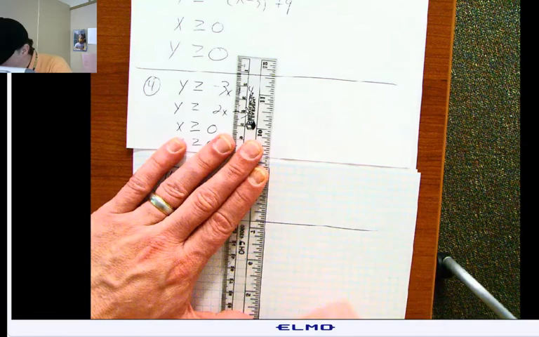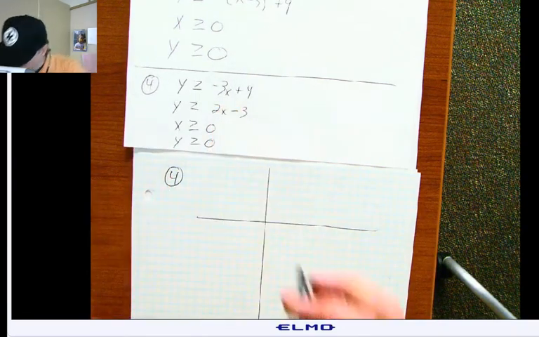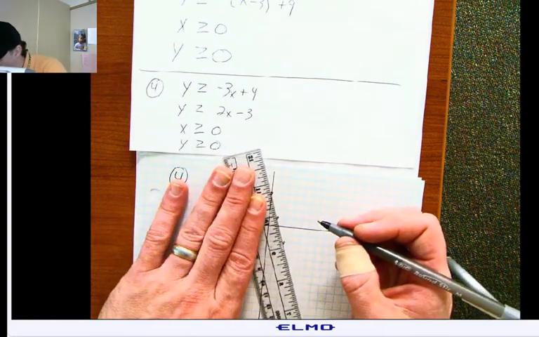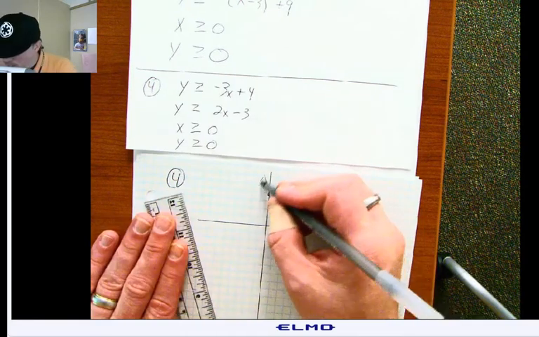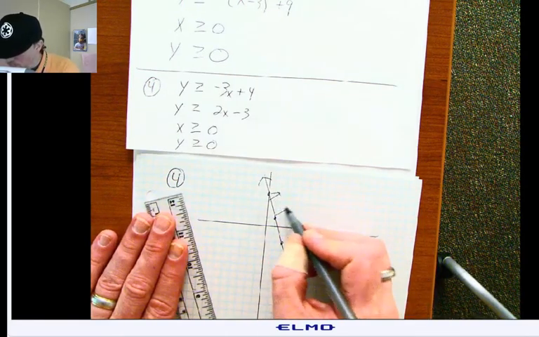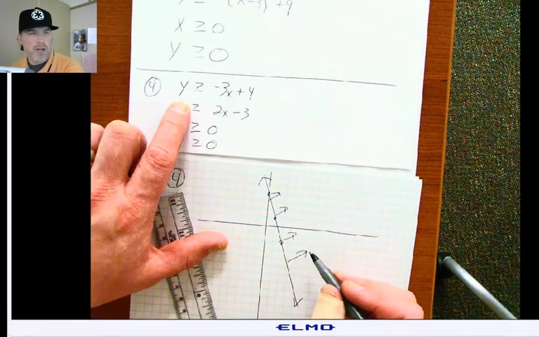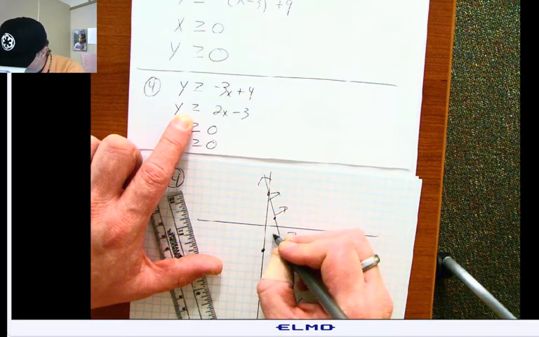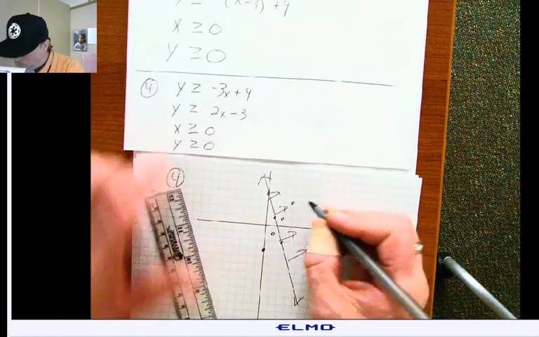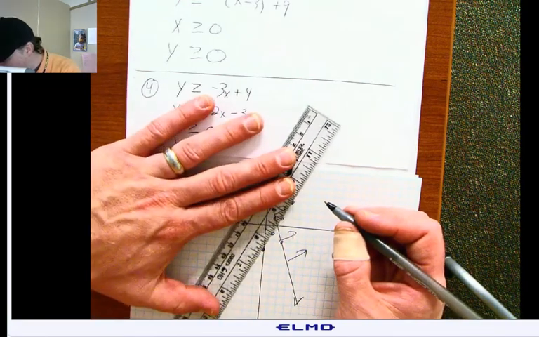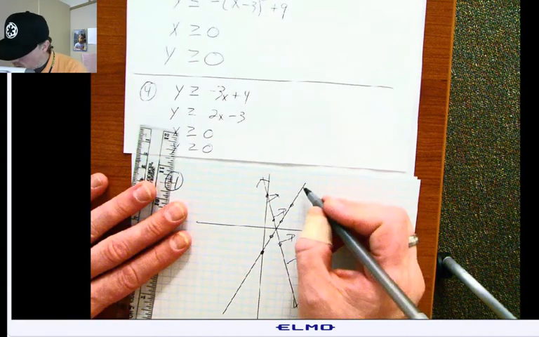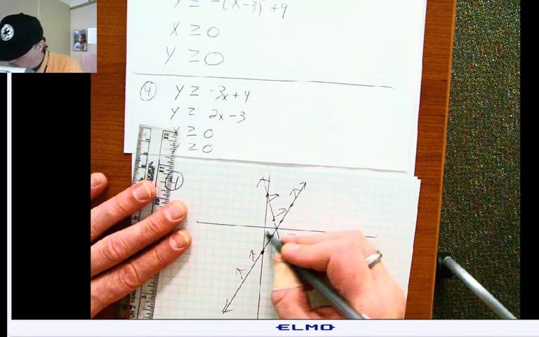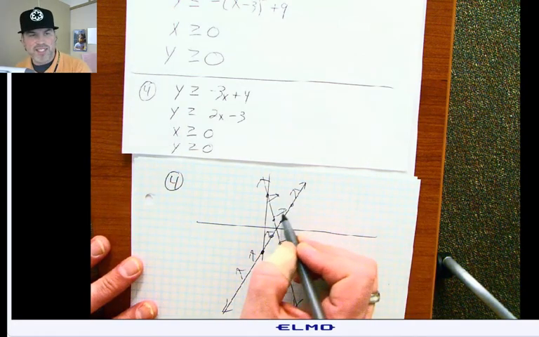Let's see, negative 3x plus 4. So I start up at 4, I go down 3 over 1, down 3 over 1, connect with a solid line, and then I make a mental note that I'm going to be shading above that line. Done. Next, y is greater than or equal to 2x minus 3. Up 2 over 1, up 2 over 1, up 2 over 1, connect with a solid line. And in this case, I'd shade above on this one as well. So right now, my solution area is this area here.